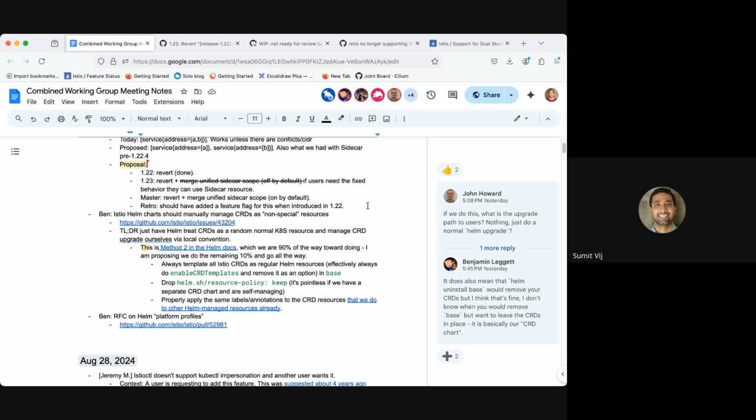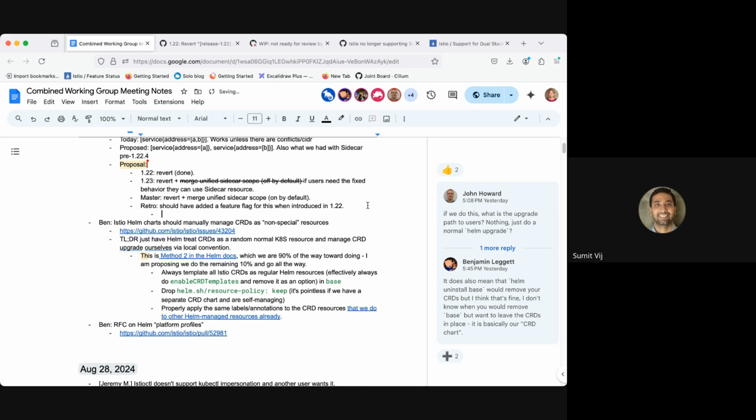I can try making that change if someone can help guide me where that code base is. Yeah, sure. Feel free to ping me. It's in the .github folder of any of our repos, and John put the link there in the chat. Sounds good.